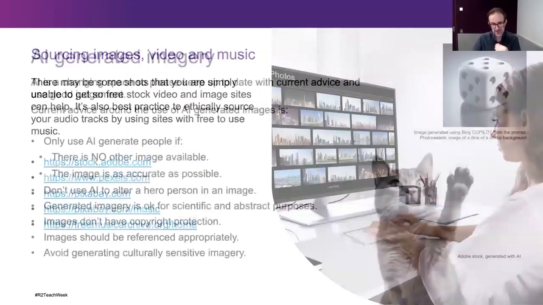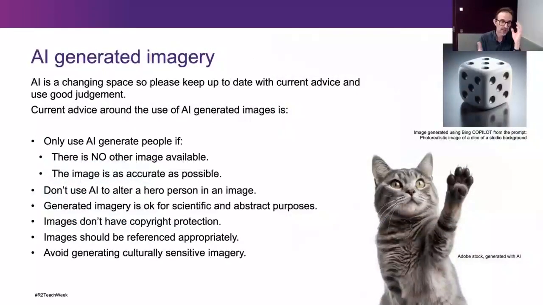One thing that is evolving is AI-generated imagery. This is an evolving space and something that is changing all the time. We've gone a little bit down the rabbit hole on what you can and can't use in your productions at UQ in terms of AI-generated imagery, and we've come away with a bit of a guide.